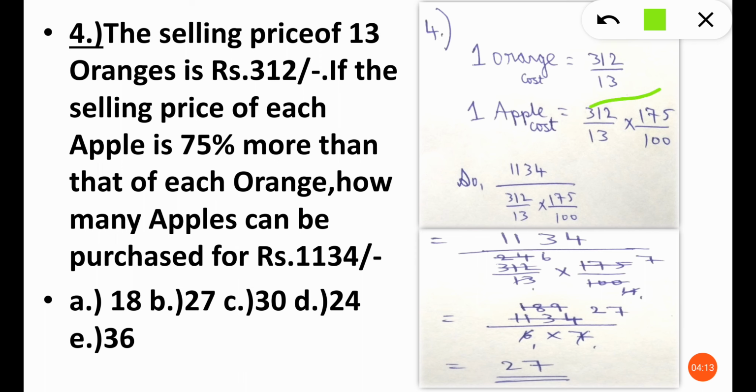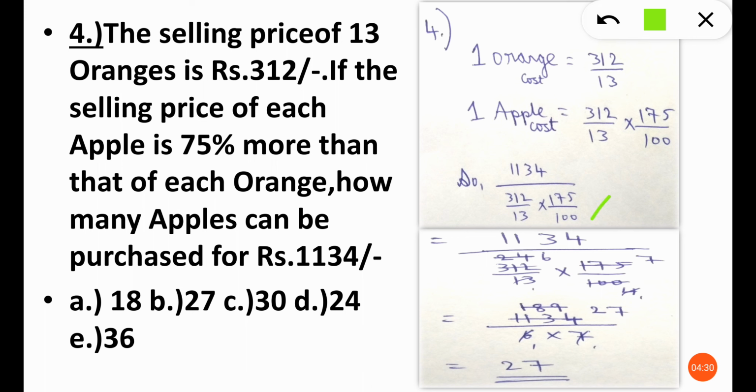Now, with this money, one apple can be purchased. What we have to find out is, with this money, how many apples are purchased? That's why 1134 by 312 by 13 into 175 by 100 into 1.